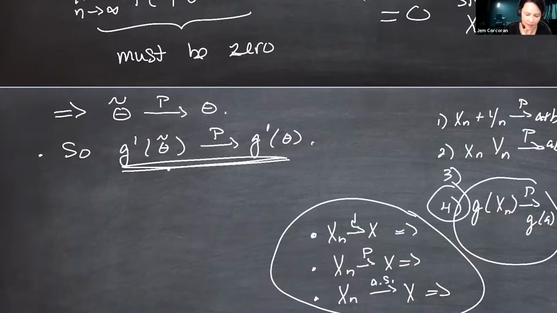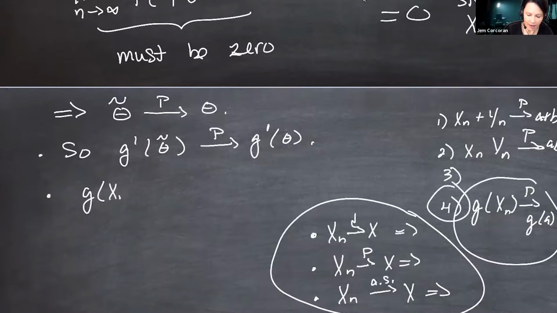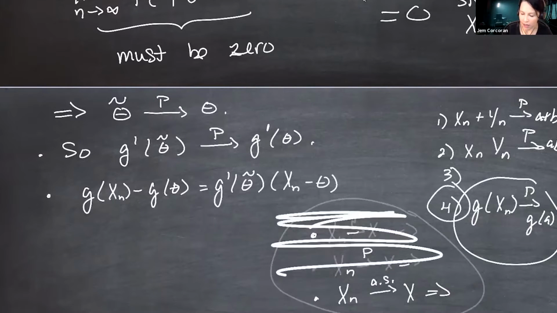Okay, so we're almost done. Remember that we had G of xn minus G of theta equaling G prime of theta tilde times xn minus theta. Let me get rid of this stuff over here.